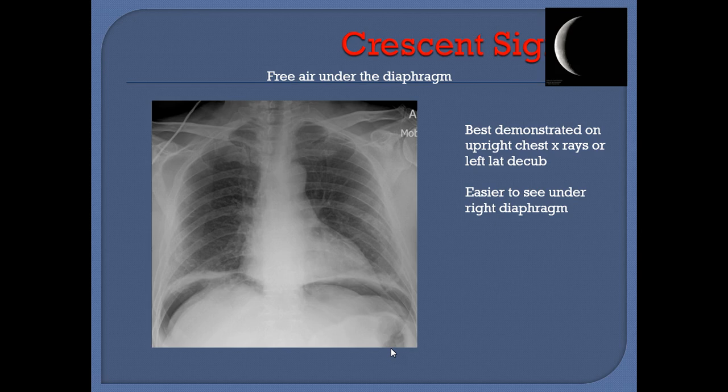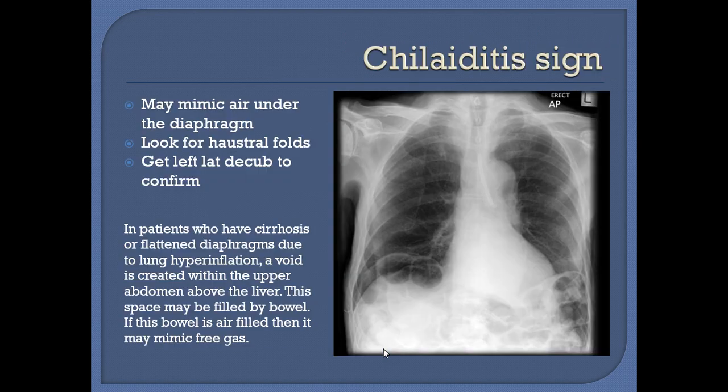Crescent I have already told you. Every one of you has seen the crescent. Now we are about to see the crescent of Ramadan, Alhamdulillah. It is best demonstrated on the upright chest x-ray or left lateral decubitus, and easier to see under the right hemidiaphragm, because under the left hemidiaphragm the stomach bubble is also seen. So some people mistake it.